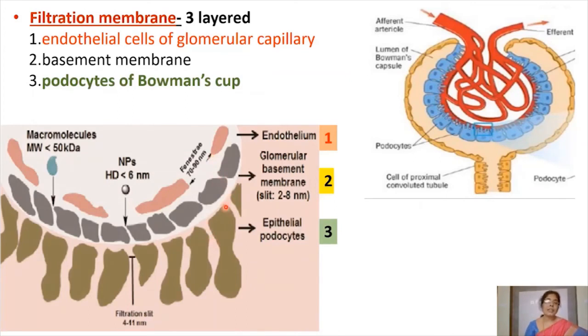So these are the three layers of the filtration membrane. Endothelial cells of the glomerular capillary are immediately next to the blood, the middle is the basement membrane, and the last layer through which the blood is filtered is the podocyte layer, that is the inner layer of the Bowman's cup. So from the efferent artery, blood enters the glomerulus. From the capillaries of the glomerulus, the blood is filtered into the lumen of Bowman's capsule through this tri-layered filtration membrane and two types of pores. The pores are fenestrations and filtration slits.